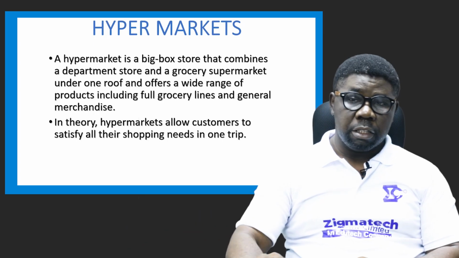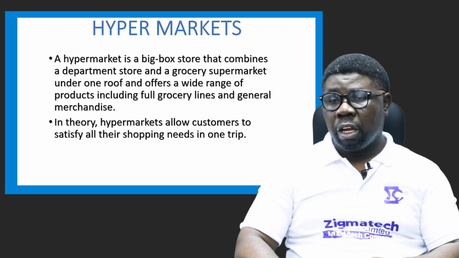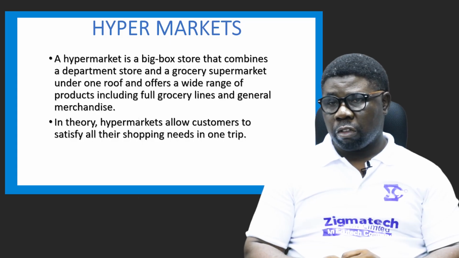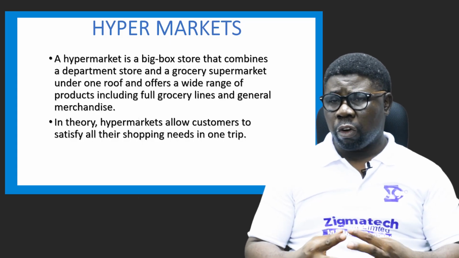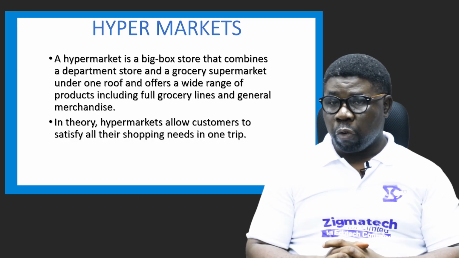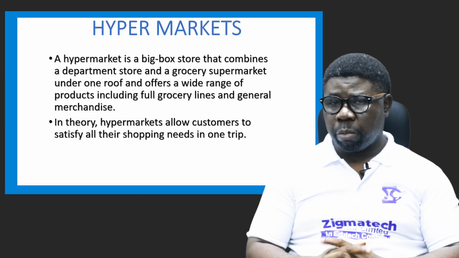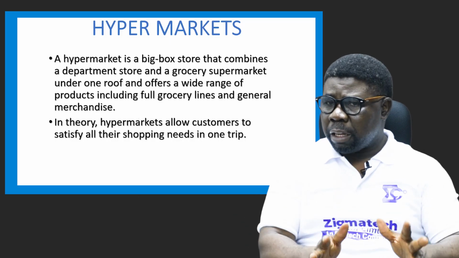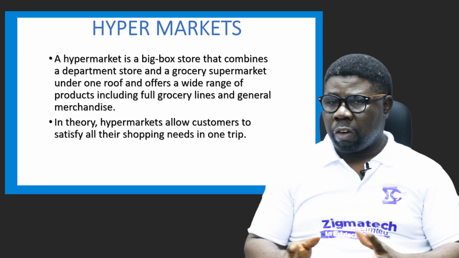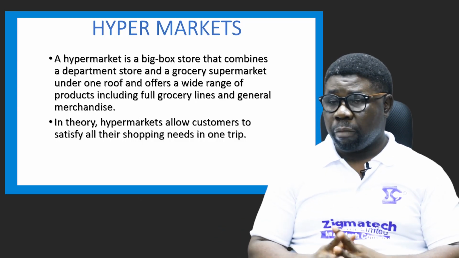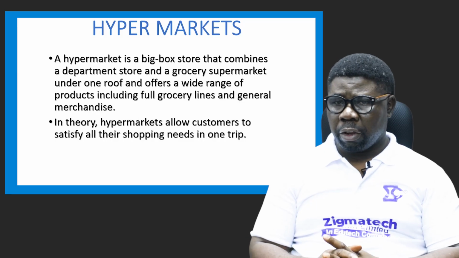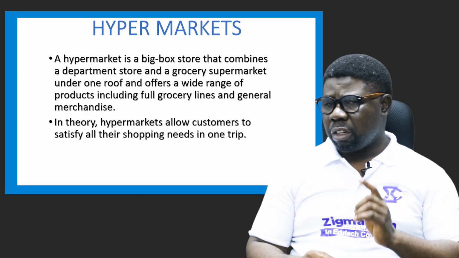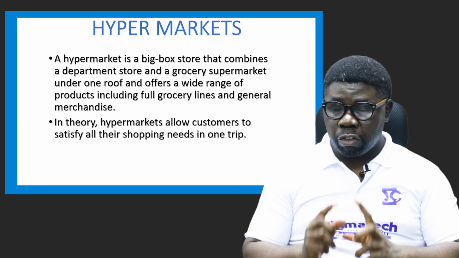We look at hypermarkets. Hypermarkets, another large-scale retail business. A hypermarket is a big box store that combines a departmental store and a grocery supermarket under one roof, and offers a wide range of products, including full grocery lines, that is food-item-related aspects, in the big house, and general merchandise and every other thing that you can think of buying. That's a hypermarket. Now, in theory, it allows customers to satisfy all their shopping needs in one trip.